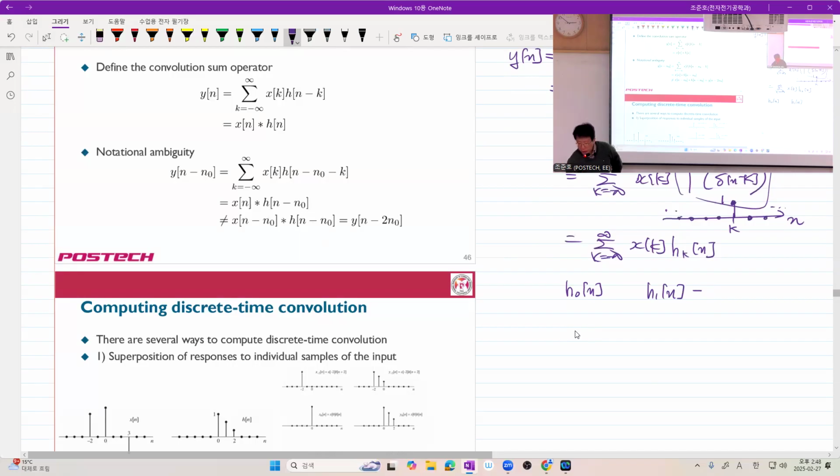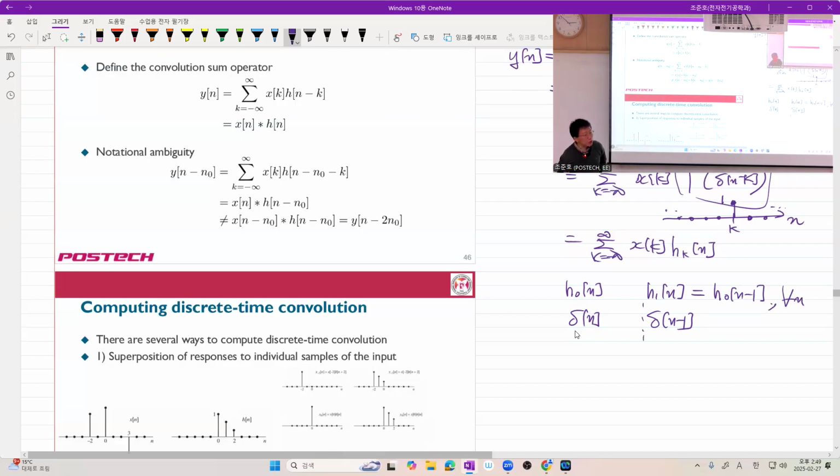So let's rewrite H sub 1 of n by using H sub 0 of n. At time 0, you have signal. At time 1, you have what? So the input is actually delayed, right? For this one, you apply delta of n. For this one, you apply delta of n minus 1. So the H sub 1 of n must be this one for all n.